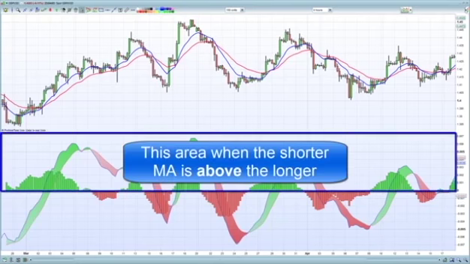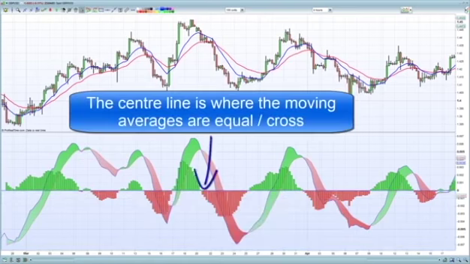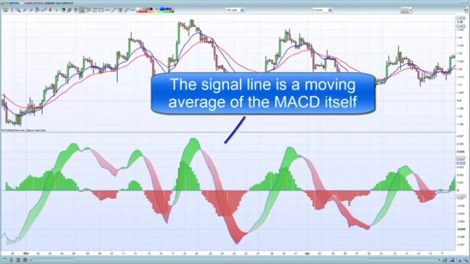Indicator 2, MACD. The Moving Average Convergence Divergence is one of the most well-known and used indicators in technical analysis. This indicator is made up of two exponential moving averages which help measure momentum in an instrument. These moving averages and the changing distances between them become the MACD.